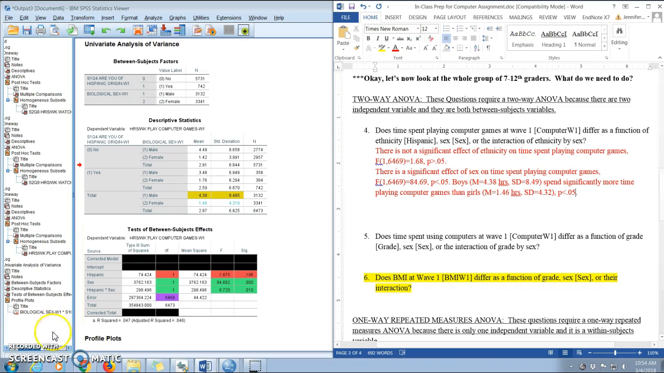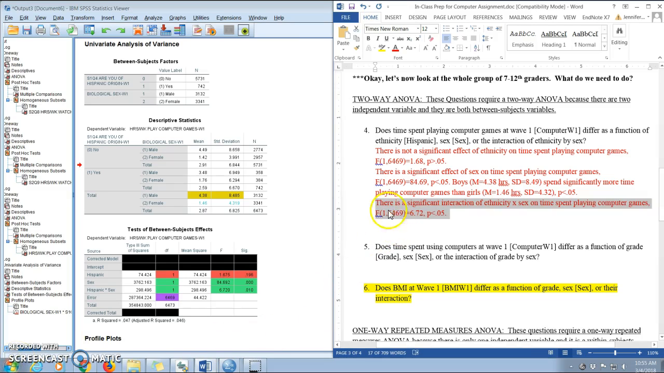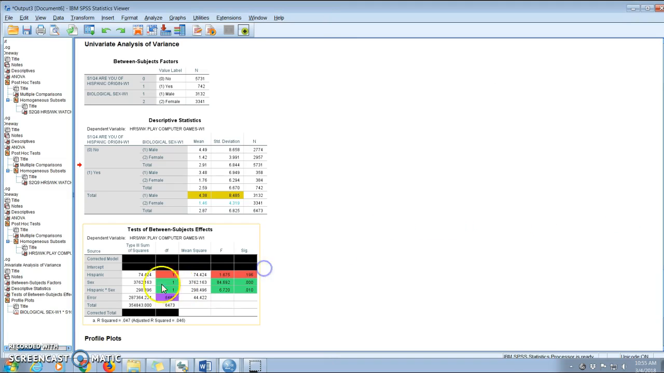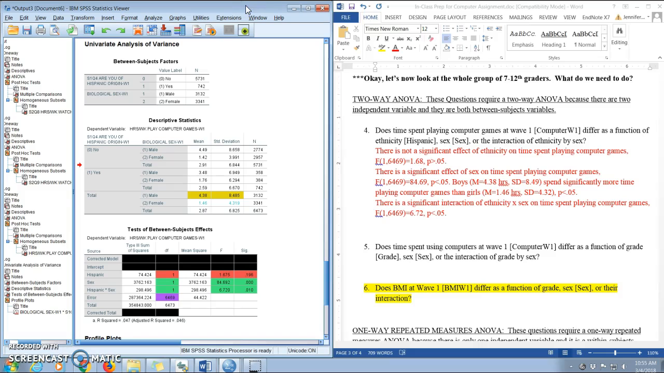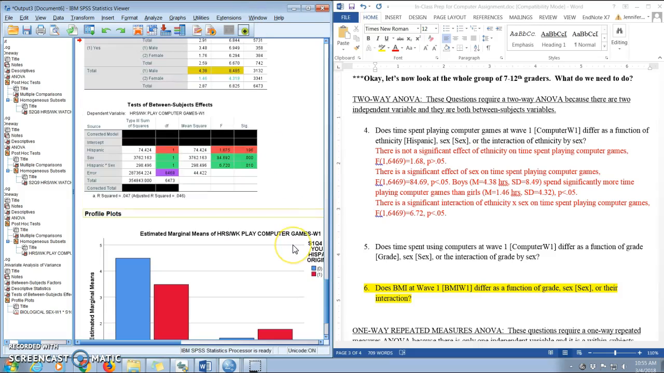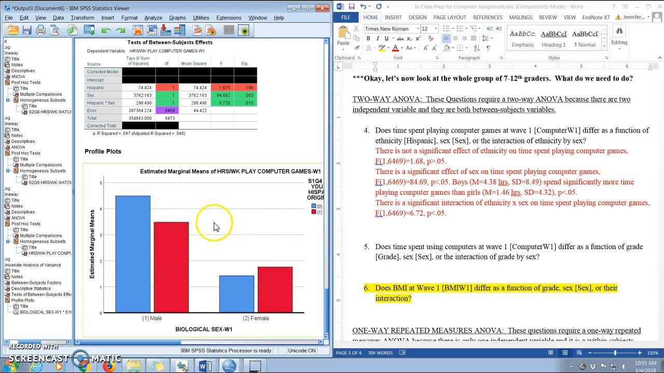Okay, then the next thing to look at is the interaction effect. So we write here, there is a significant interaction of ethnicity by sex on time spent playing computer games. F with 1, again we're looking down here now, 1 and 6469 degrees of freedom is 6.72, P is less than 0.05. Now because there's a significant interaction, what we need to do is actually plot the interaction. And so we asked for this bar graph.